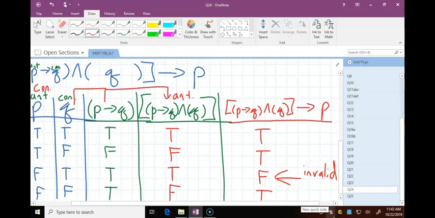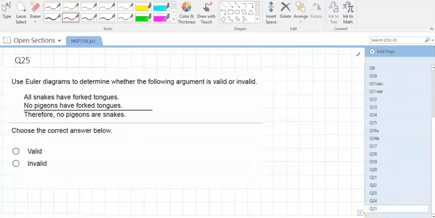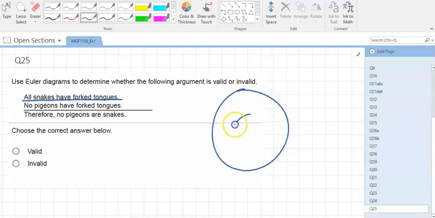Done. Last but not least, you are doing Euler diagrams. This is your 3-8. So the first thing is, let's talk about this first sentence. It says, all snakes have forked tongues. Because it is an all, that means you have a circle within a circle. We have that going on. Who is the inside circle? Snakes. The bigger circle is forked tongues. That's what all snakes have forked tongues looks like.